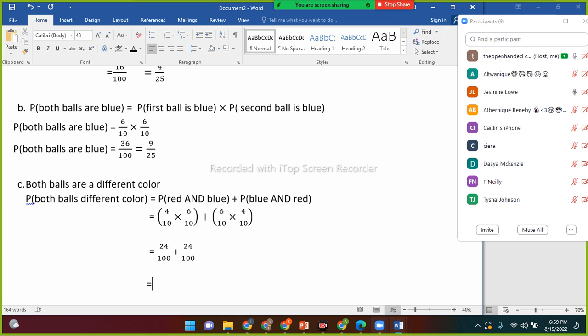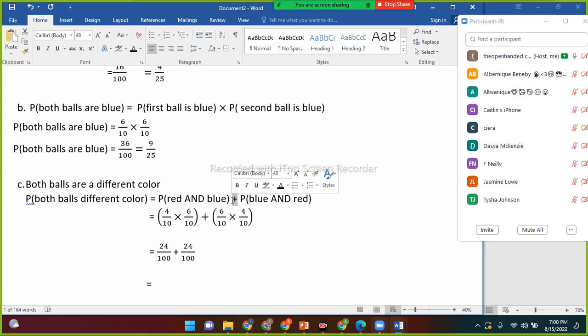Yes, sir. Okay, good. It's supposed to be a multiplication sign. Why do you say multiplication sign? For the green here? The red and blue plus blue and red. Oh, there's supposed to be a multiplication sign? No, it's supposed to be addition.